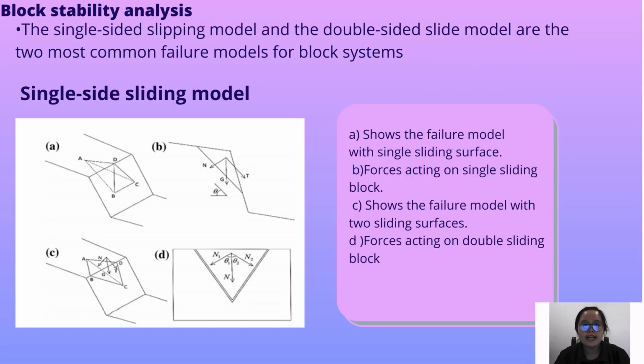Block stability analysis. The single-side sliding model and the double-side sliding model are the two most common failure models for a block system. The picture is the single-side sliding model. A shows the failure model with a single sliding surface. B is a process ending in a single sliding block. C shows the failure model with two sliding surfaces. D is a process ending in a double sliding block.